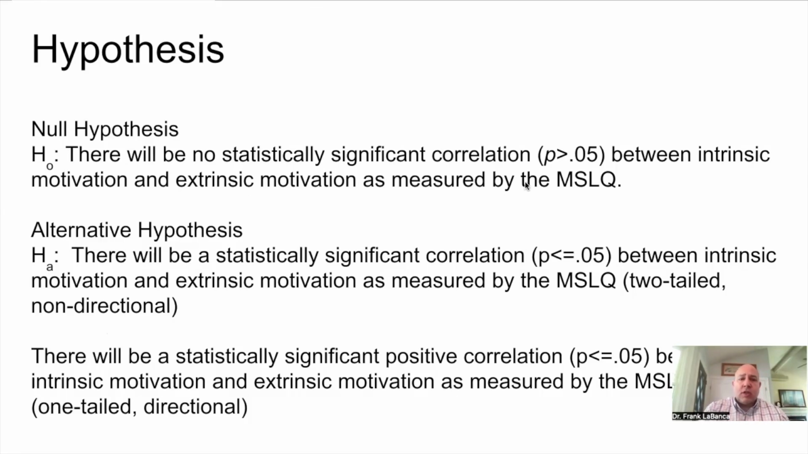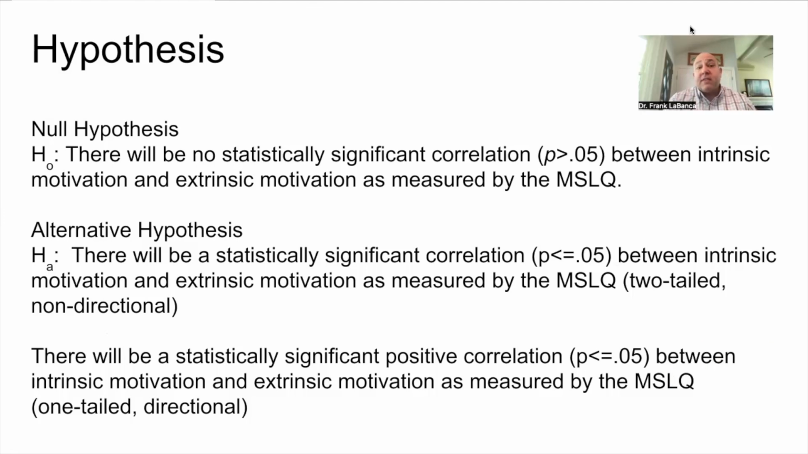Now let's look at the alternative. There will be a statistically significant correlation, p is equal to or less than 0.05, between intrinsic motivation and extrinsic motivation as measured by the MSLQ. That's the two-tailed version, because you're saying there isn't, there is. We're not saying where it is.